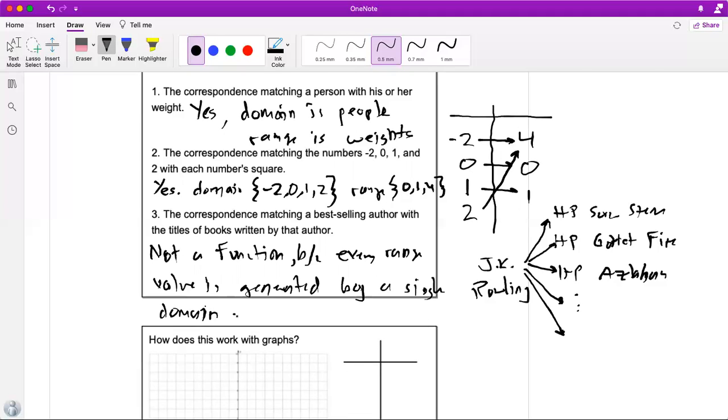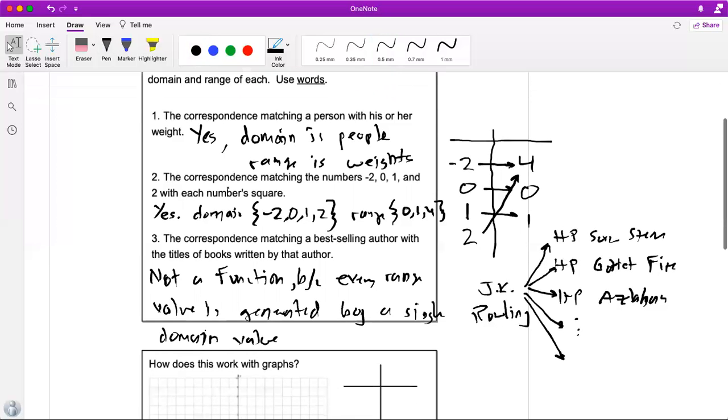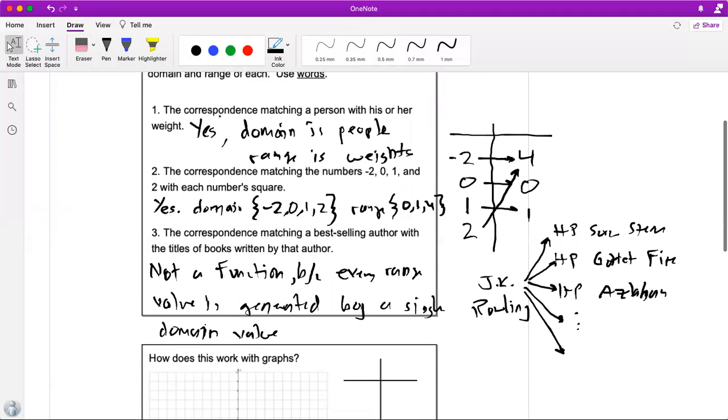I am calling it a value, even though we know the value is J.K. Rowling. Value kind of sounds like numbers when you say it like that. So, anyways, sometimes it's good to write out little examples for these. Sometimes you can just think about it, and as long as you can explain why it is or isn't using the context of the problem, then you're good to go. Like for example, number one, this is a function because each person has only one weight. Number two is a function because each number has exactly one square, so on and so forth.